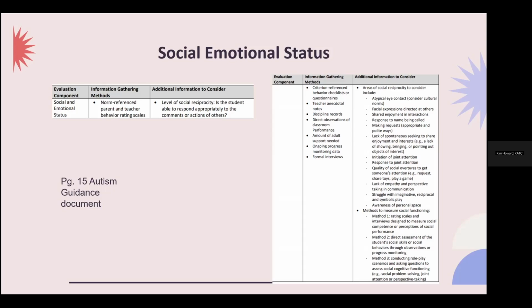This is kind of the tail end of the piece. If we're gathering information, we could use discipline records, direct observation. I strongly encourage you to do that. A lot of times for that initial evaluation eligibility for my students with autism, I do some extra observations, trying to get them across their school day, catching them in different areas, because doing an observation in math may look very different than doing an observation at recess.